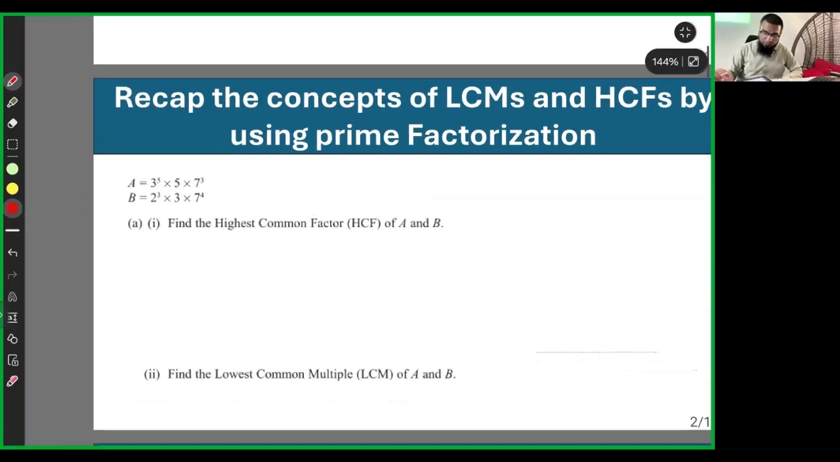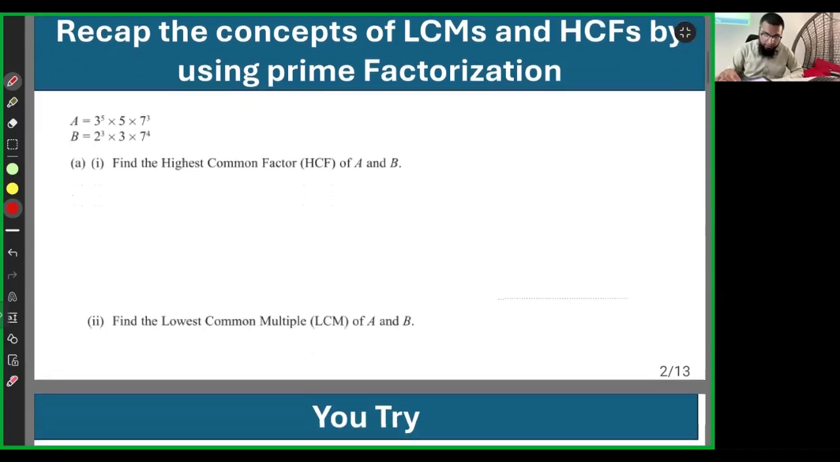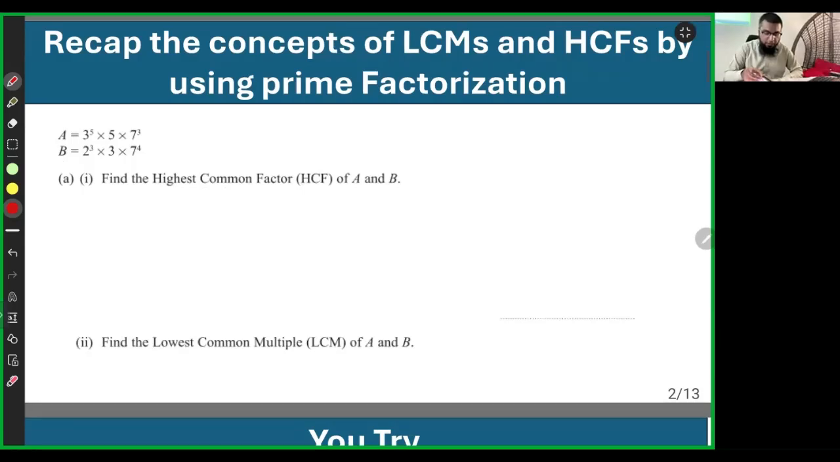Starting with the recap. Okay, we're having one question, and that is in front of us. I hope it's visible. We're having A, which is 3 raised to the power 5 times 5 times 7 cube, and A and B are numbers. So B, it's 2 cube times 3 times 7 raised to the power 4. Got it? Now, the first part is we need to find out the highest common factor of A and B.